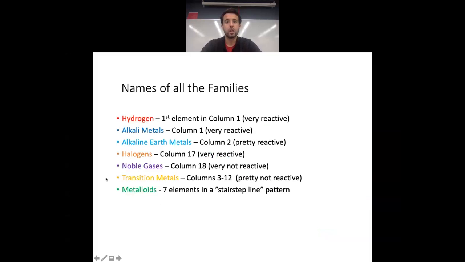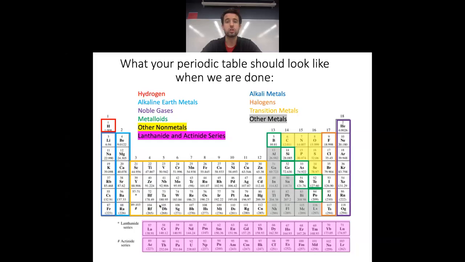Here are the names of all the different families we'll ask you to know. Hydrogen is a family of 1. Alkali metals, alkaline earth metals, halogens, noble gases, transition metals, and metalloids. Metalloids technically aren't a family, but they're a small enough group that you want to write down where they are on the periodic table. So moving on here, what we're going to do is we're going to color our periodic table. And this is kind of what it should look like once it's all said and done.